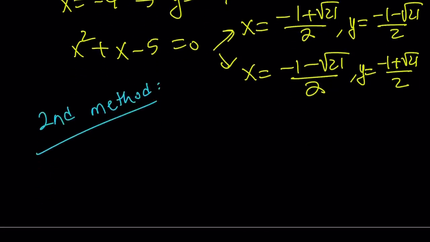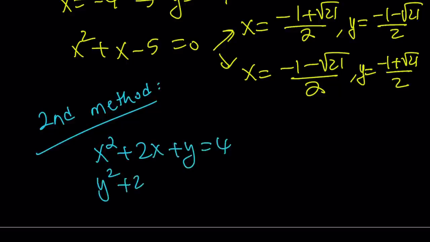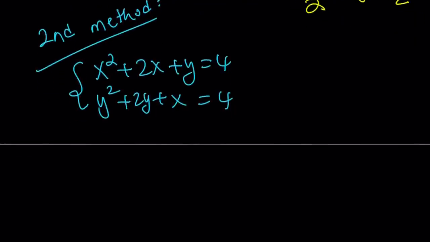For my second method, I'm going to be doing the following. Let me rewrite the original equation. x squared plus 2x plus y is equal to 4, and y squared plus 2y plus x is equal to 4. Since both of these equations are equal to 4, I can set them equal to each other, right? Because if two things are equal to each other, then they're equal.